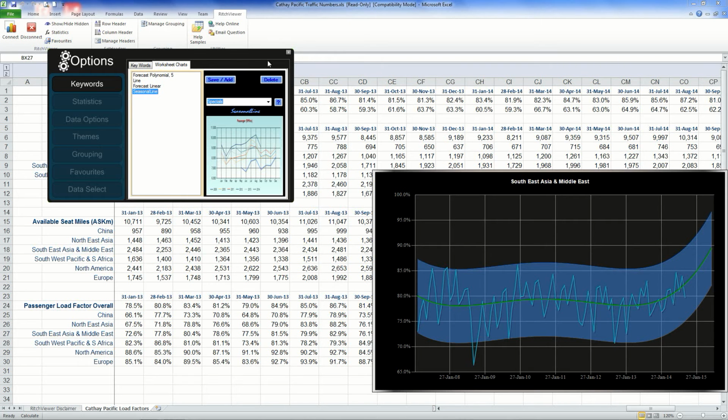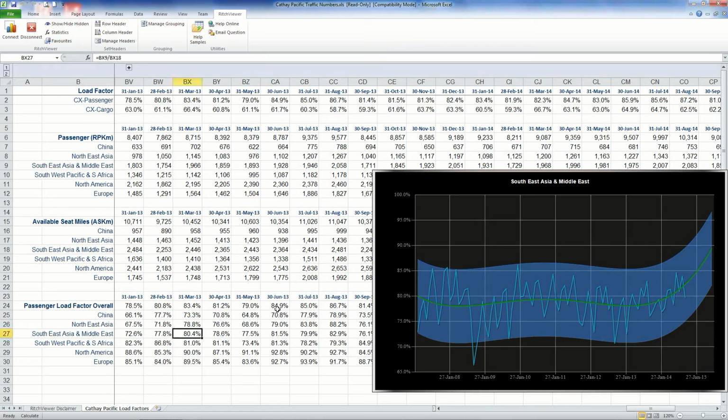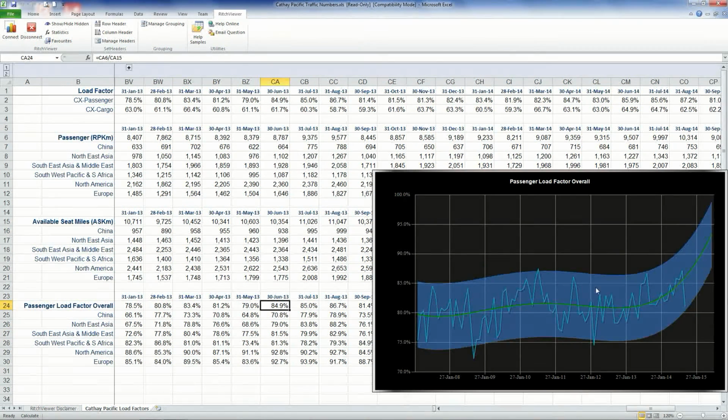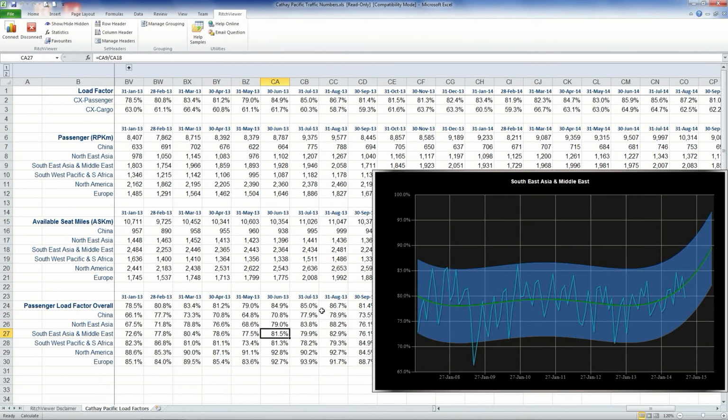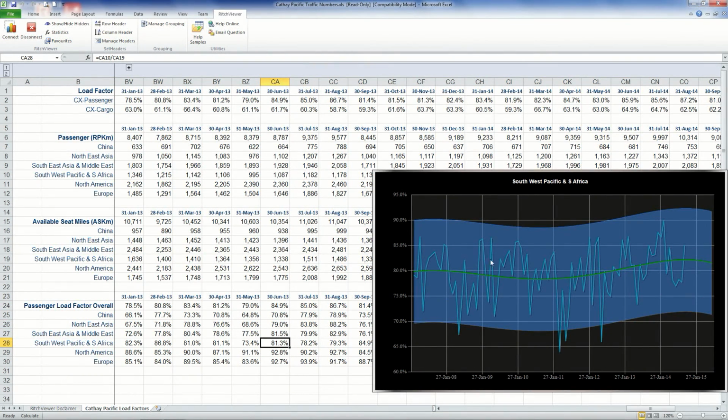Two of these charts are Forecast Polynomial and Seasonal Line Chart. As we walk through the regions, the Forecast Polynomial chart is not only presenting a line, but is also predicting what a forward period might look like. As expected with an airline, once you visualize the data, you can see a pattern that might suggest that the load factor is higher in some parts of the year and lower in others.